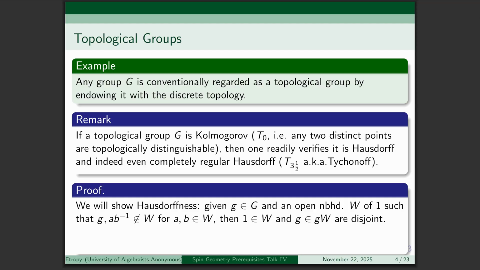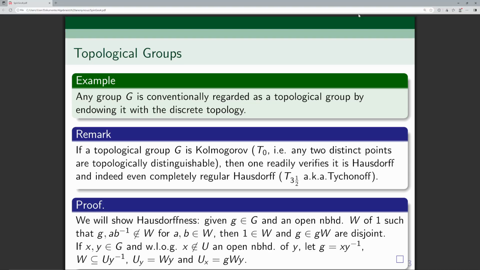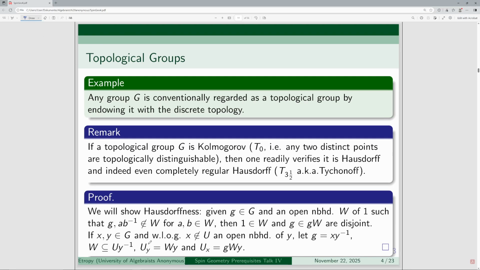we can make it smaller and consider a neighborhood around 1 such that for any 2 points a and b within this neighborhood, the quotient ab inverse is contained in the original neighborhood. Sorry, that's a typo on the slide, it should say g not contained, and ab inverse contained. Okay, sorry about that.